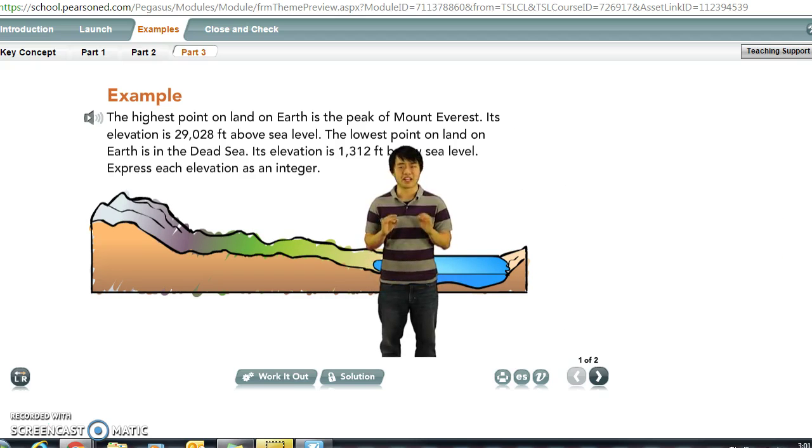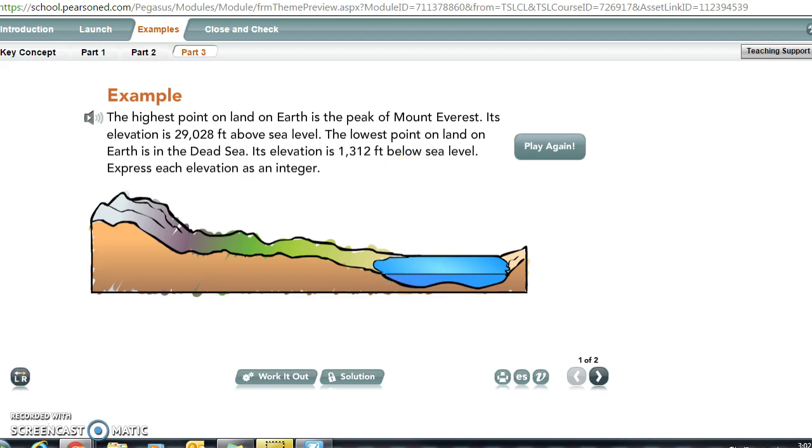Elevation is measured from a 0 point. Sea level is commonly used for a 0 point. That means a place with an elevation of 0 is located at sea level. It says the highest point on land on Earth is at the peak of Mount Everest. Its elevation is 29,028 feet above sea level. The lowest point on land of Earth is the Dead Sea. Its elevation is 1,312 feet below sea level. Express each elevation as an integer.